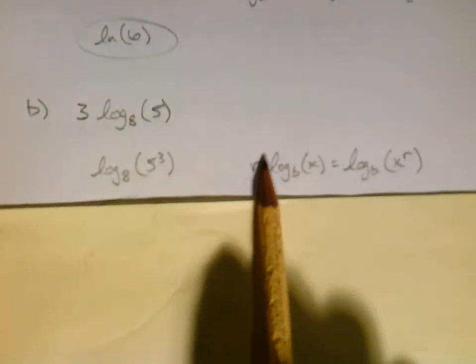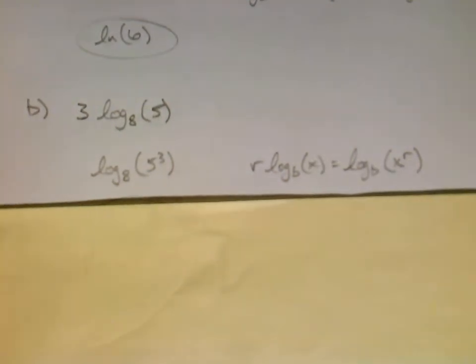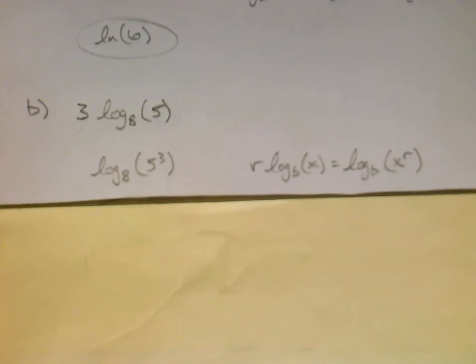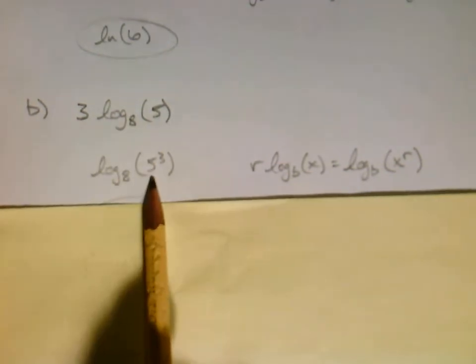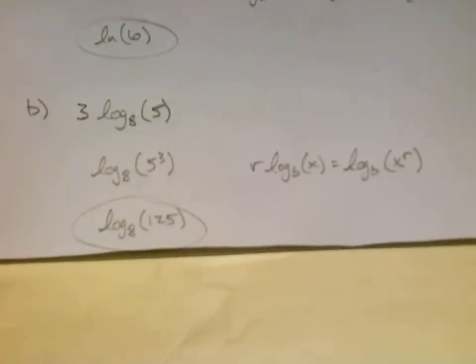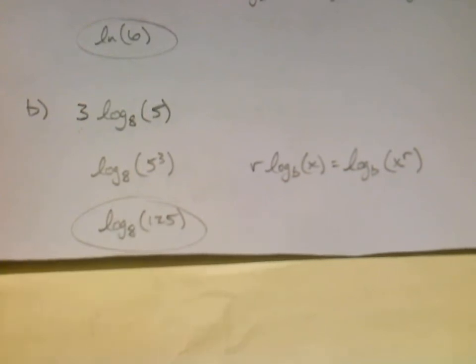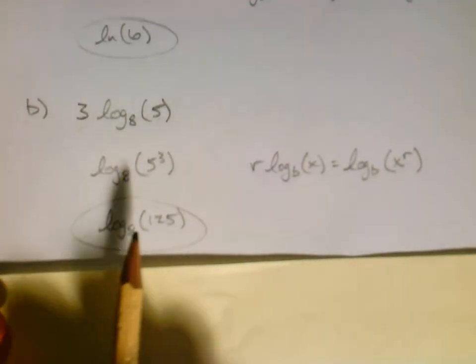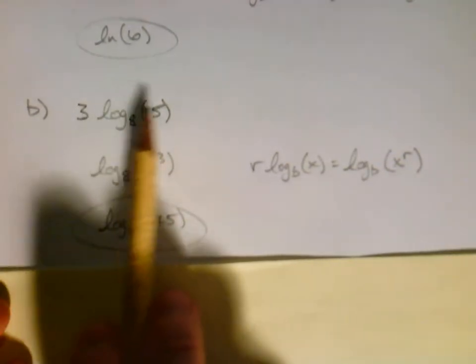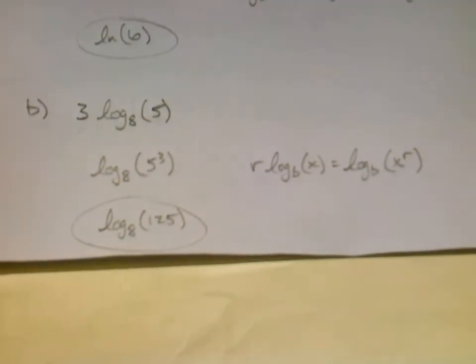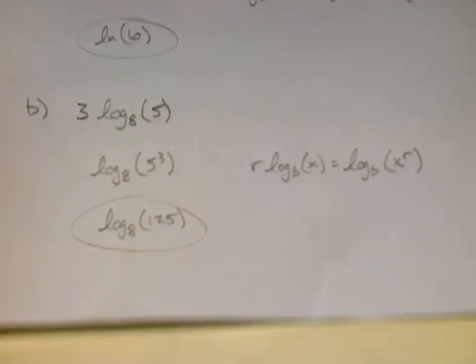Whatever that number is out there, we can move it up into the exponent. So it's the log of 5 to the third with base 8. And to finish this off, let's actually compute 5 to the third. It's 125. So we've got the log of 125 with base 8. There's the condensed version. So what is condensed here? Well, we don't have a coefficient anymore. We wrote it a little bit simpler. Okay. Let's keep going.